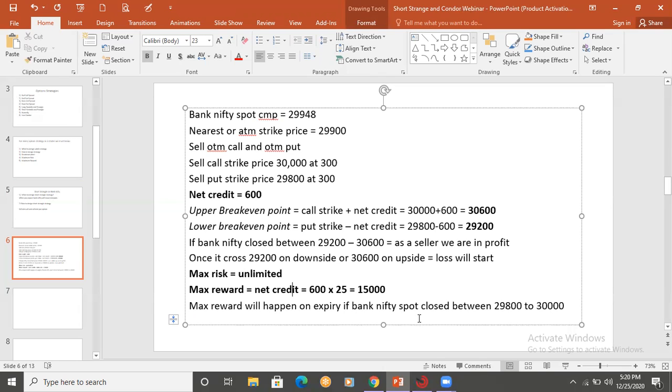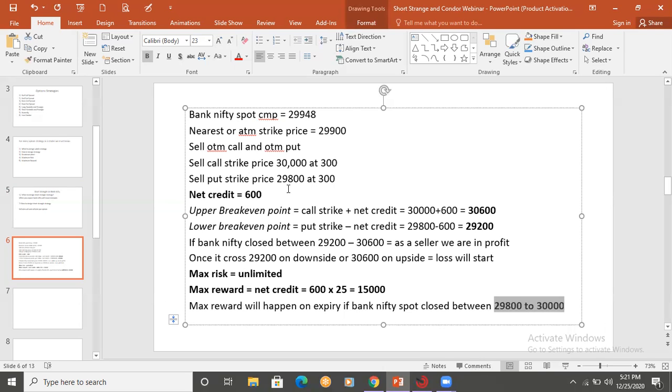Now, when will maximum reward happen? Maximum reward will happen if Bank Nifty spot settles between the strikes which we have sold. So on the day of expiry, if closing is between 29,800 and 30,000, then as a seller, I will earn maximum profit because I have sold the call option with strike price 30,000. If I have sold the call option with strike price 30,000, this means my view is Bank Nifty will close below 30,000. On the other end, I have also sold the put option with strike 29,800.